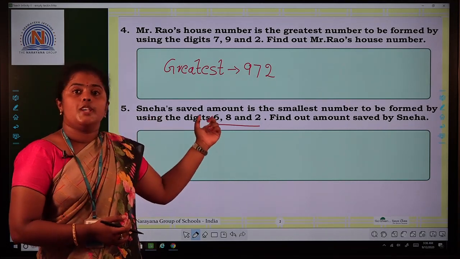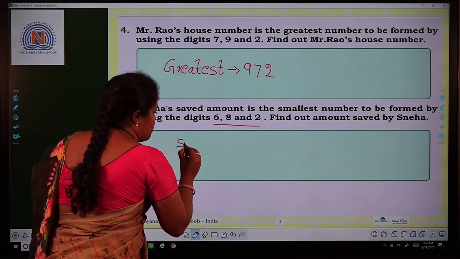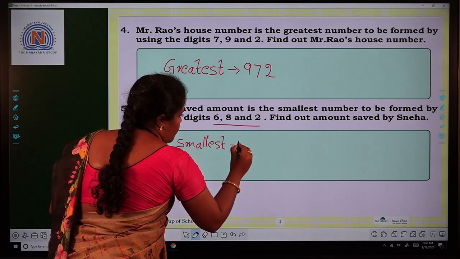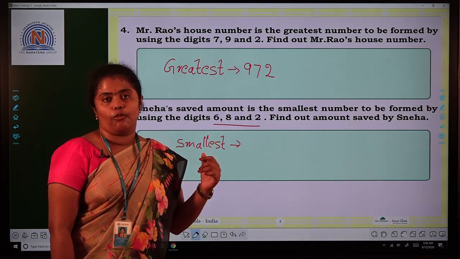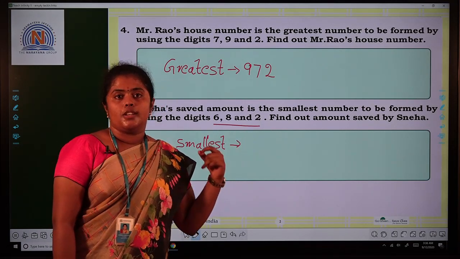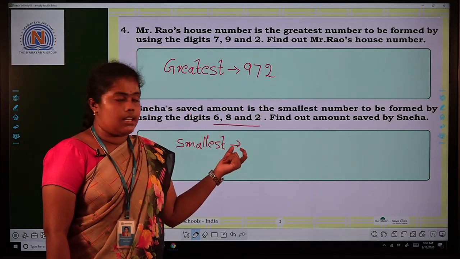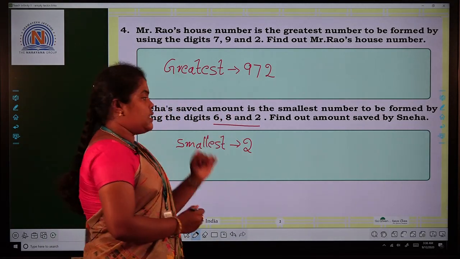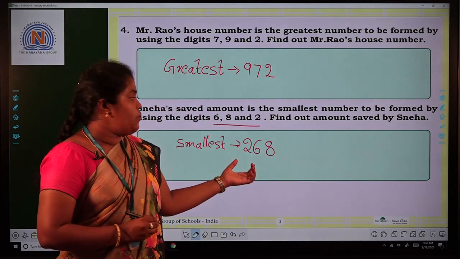We have to form the smallest number by using the digits. So we have to write these digits in ascending order. We know very well how to write the ascending order. Just we have to arrange these digits from small number to big number. Here they have given 6, 8 and 2. In these three digits, the smallest number is 2. After 2, the smallest digit is 6, and 6 after that obviously 8. So, Sneha saved 268 amount.